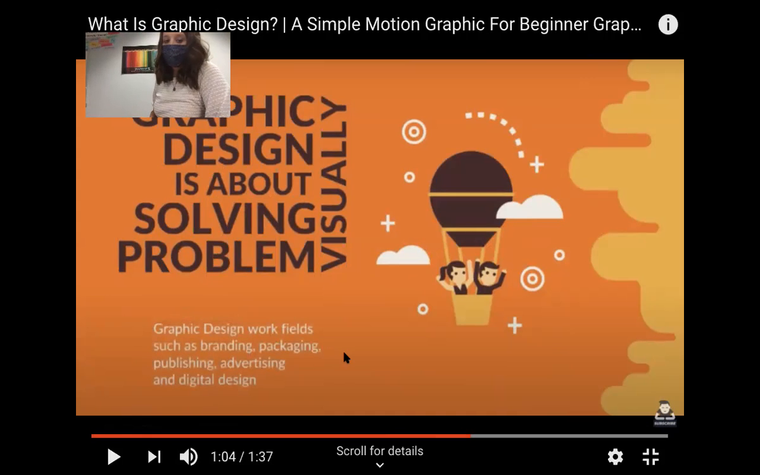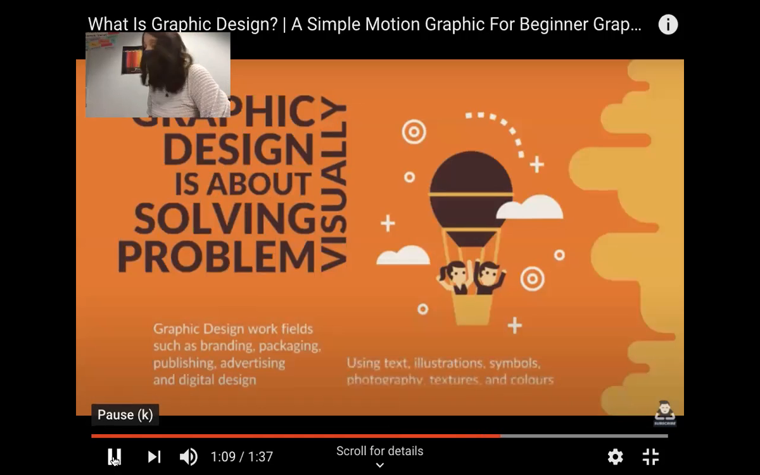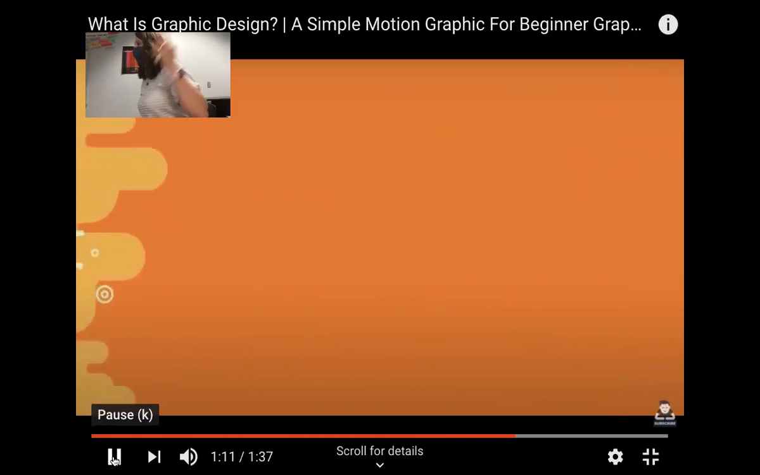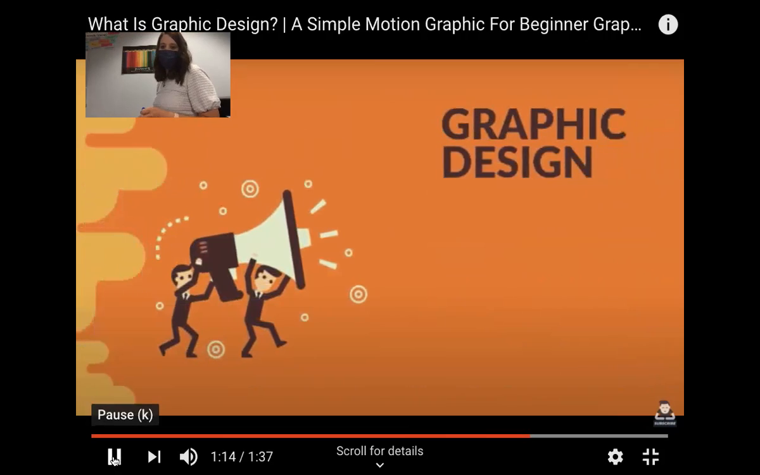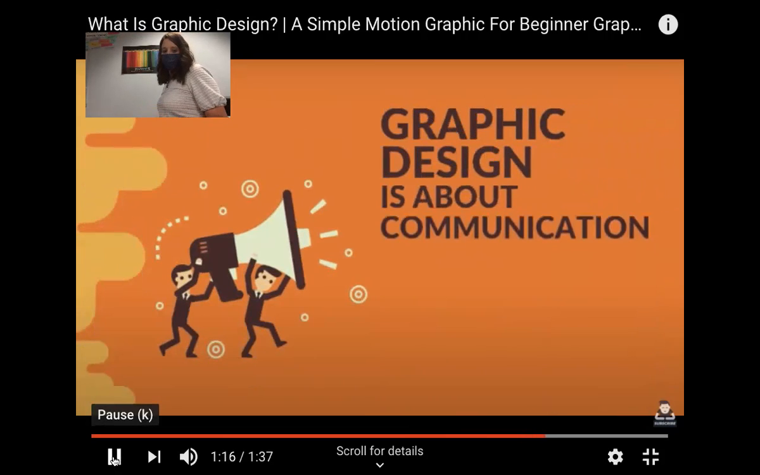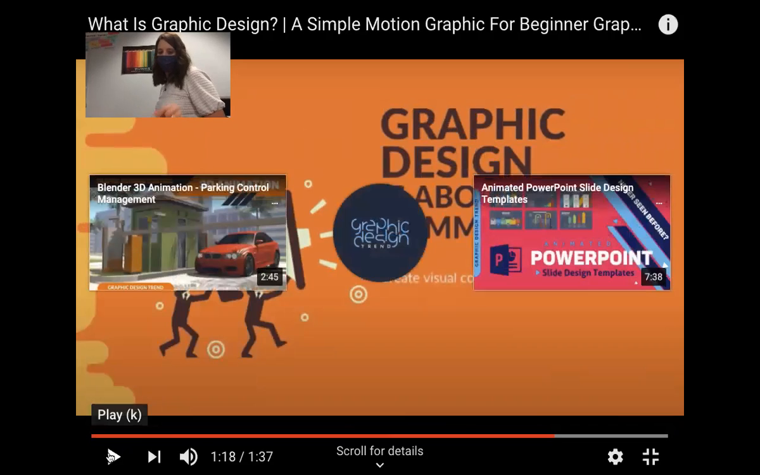They work in fields such as branding and packaging and publishing and advertising and digital design. There's so many different fields of graphic design. More than likely, you're not working in all of them. You're probably specializing in one of them. You use text, illustrations, symbols, photography, textures. I didn't catch the last word. And they're kind of covering up. It's about communication.